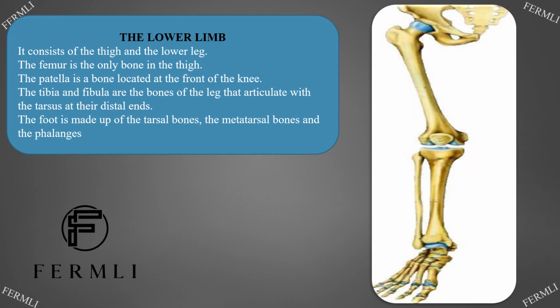The lower limb. It consists of the thigh and the lower leg. The femur is the only bone in the thigh. The patella is a bone located at the front of the knee. The tibia and fibula are the bones of the leg that articulate with the tarsus at their distal ends. The foot is made up of the tarsal bones, the metatarsal bones and the phalanges.